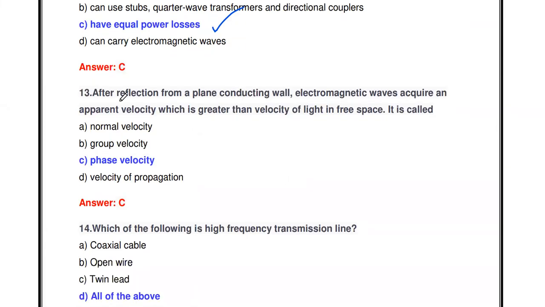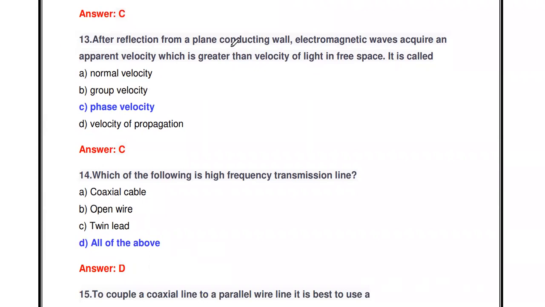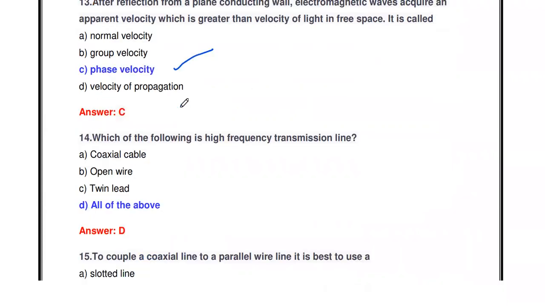Then the next one, after reflection from a plane conducting wall, the electromagnetic wave acquires an apparent velocity which is greater than the velocity of light in free space. It is called dash. It is the phase velocity.